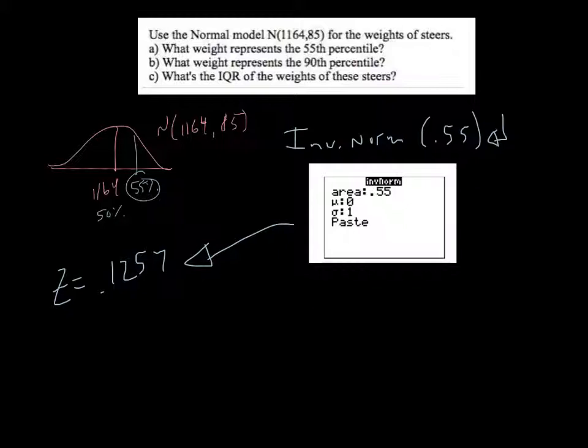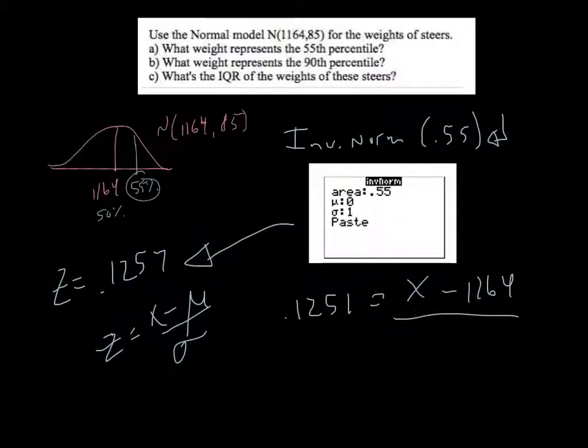After you hit enter for either one of these versions, it's going to land you on approximately this answer. Then you take that and go into the calculation of z equals x minus mu over sigma. So 0.1257 equals x minus 1164, all divided by 85. Cross multiply, and you'll get an x value, or a value of a steer, somewhere in the ballpark of 1174 pounds. It would be nice to include units. I don't want to be too lazy. So that's not too shabby.